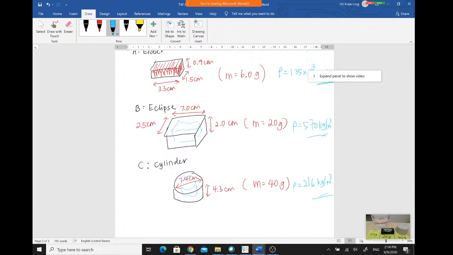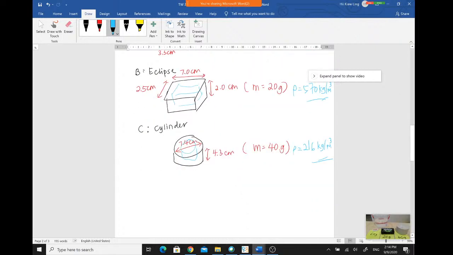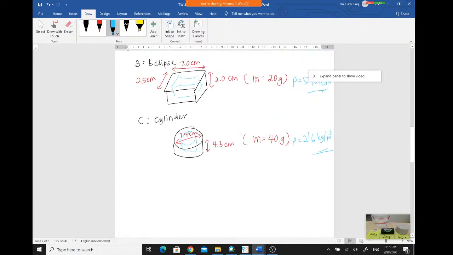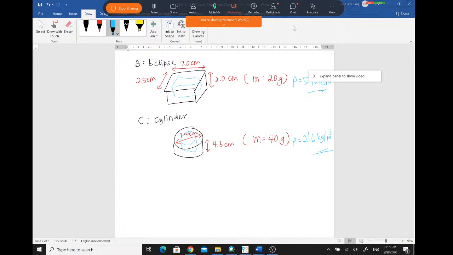So what I want you all to do now is calculate in terms of buoyant force. From there, find what is the upward force and what is the downward force. From there, you predict whether it will sink or float. So I will do the eraser for you, and I want you to spend some time to calculate for the eclipse and also the cylinder. So I will be turning off my video, yeah? Okay.